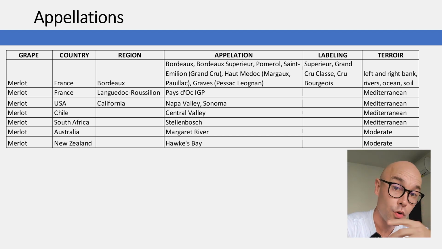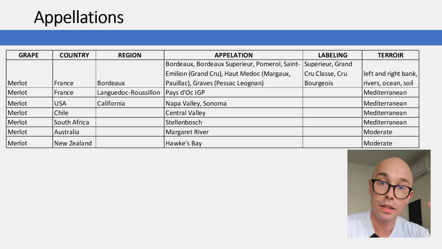When I show you on the map, I'm going to focus on the climate. I'm going to show you what it means: the left side of Bordeaux, or left bank, and the right side of Bordeaux, or right bank. There's the river Gironde and its tributaries that are important. The ocean is very close on the left bank, and soil is also very important, and it's quite different on the left and right sides.